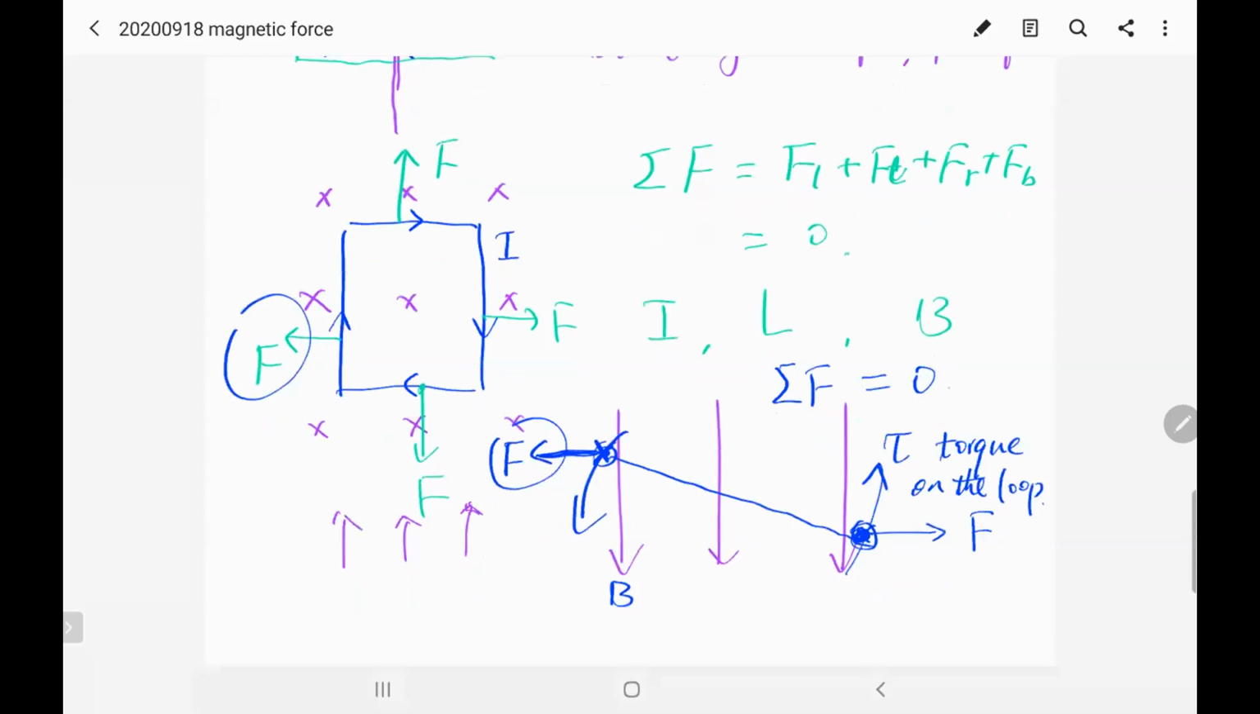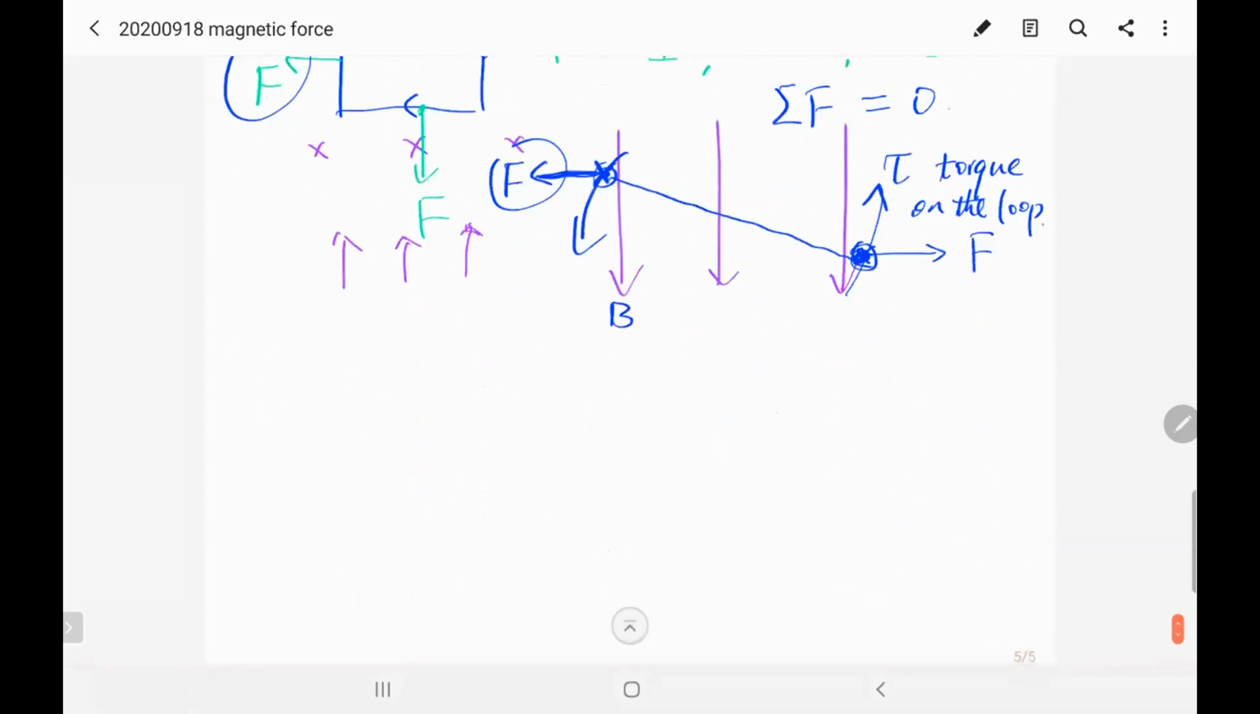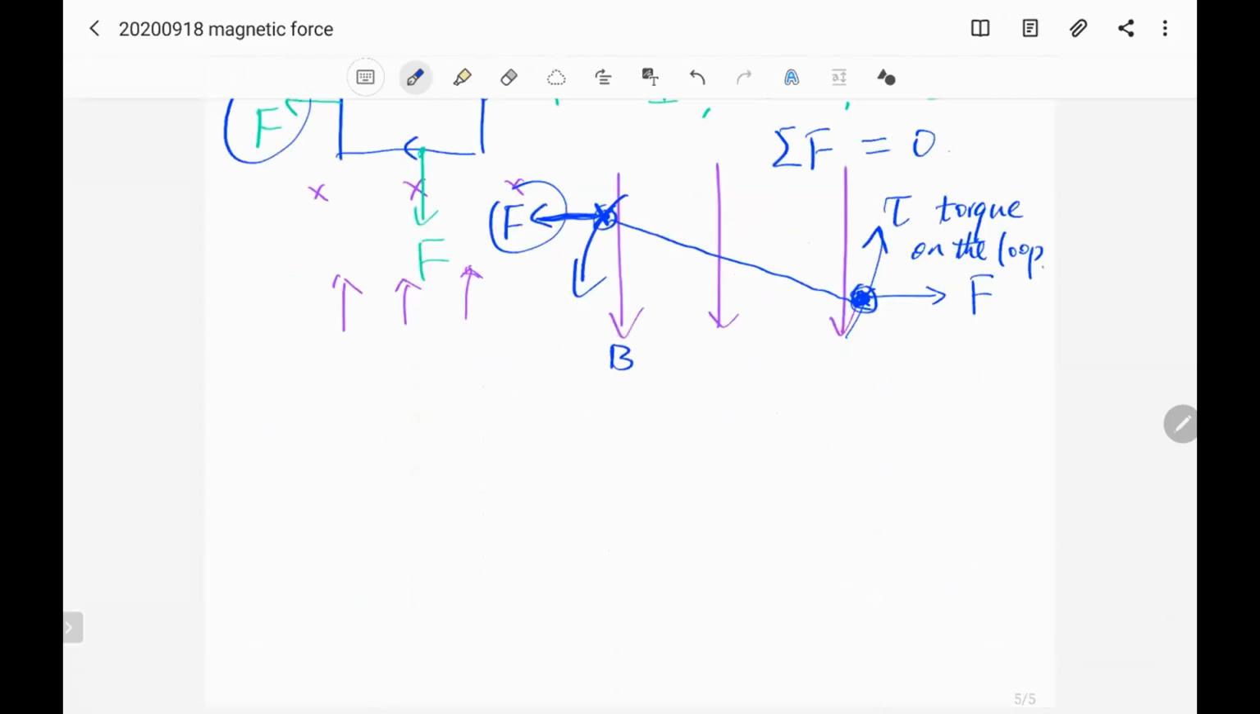So we are going to use this to determine how large is the force and how large is the torque. We know the torque has a relation with the force times the radius, right? So we can derive this and get the torque is proportional to the current. If the current is large, then the torque is large.